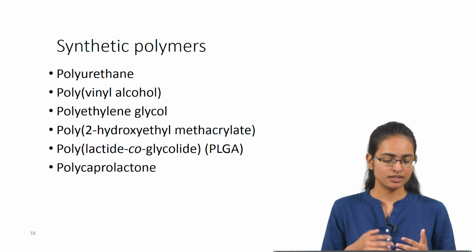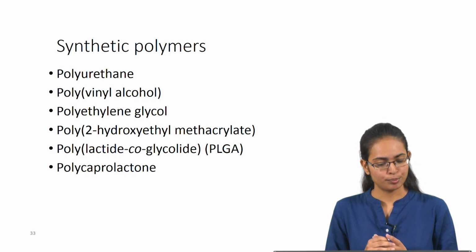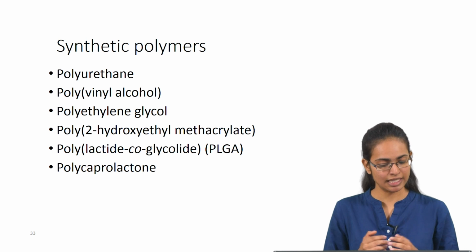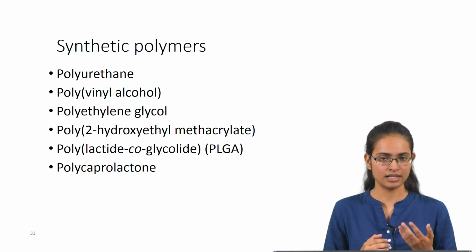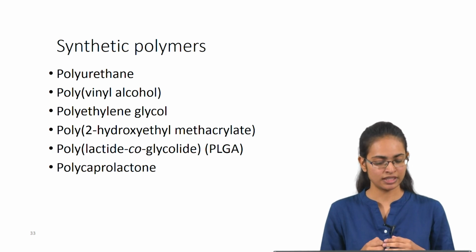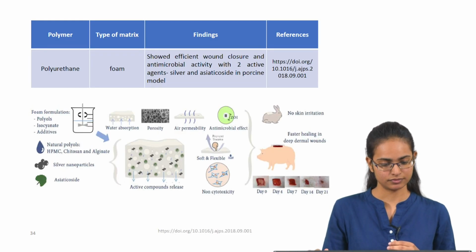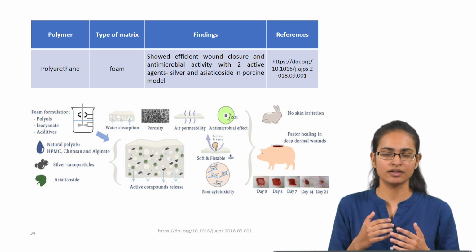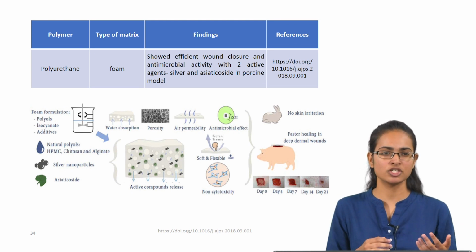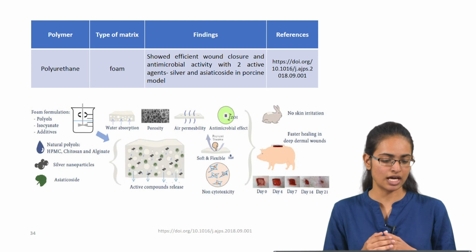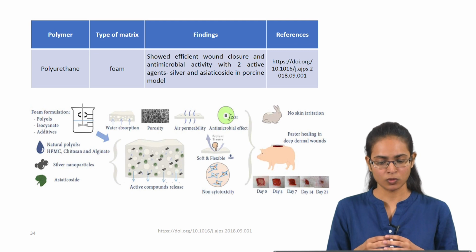Now we look at synthetic polymers which have also been used for skin tissue engineering. These include polyurethane, PVA, that is polyvinyl alcohol, PEG, polyethylene glycol, polyHEMA, polyhydroxyethyl methacrylate, PLGA, poly lactic-co-glycolic acid, and polycaprolactone. Polyurethane is a very popular synthetic polymer used for skin tissue engineering. Several commercially available wound dressings are made from polyurethane. This is an example of a polyurethane foam.